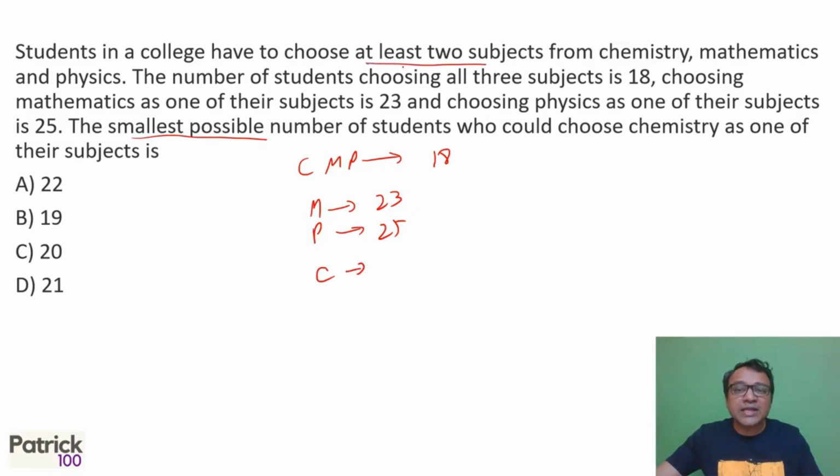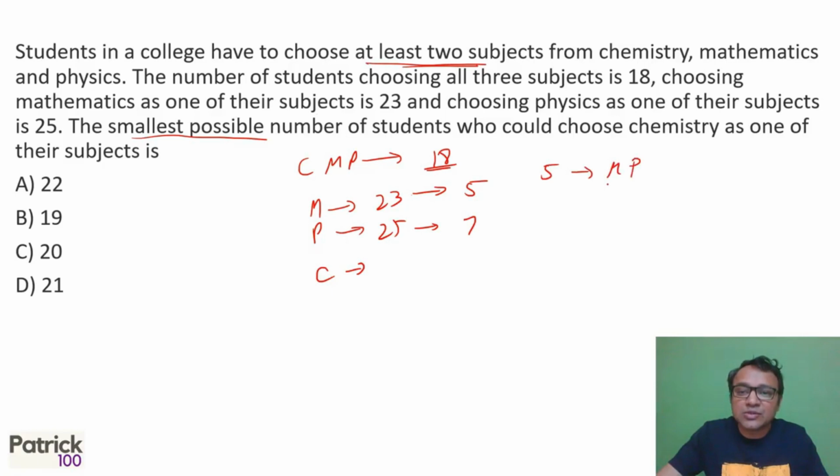Now, the only condition given is at least two subjects. For Chemistry to be minimum, let me see if it's possible to be 0. For it to be 0, how many people have chosen Mathematics apart from this 18? 5. How many people have chosen Physics apart from this 18? 7. That means there could be 5 people with Mathematics and Physics, two subjects. So there are two students still left with Physics. They have to pair with someone, and the only thing they can pair with is Chemistry. So that means there should be at least two people with Physics and Chemistry. So the total number of people with Physics and Chemistry will be 18 plus 2, which will be 20.